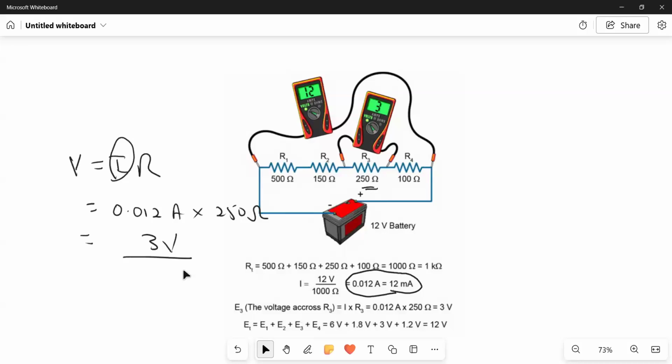So if you want to know the voltage drop or the potential difference across this resistor, in other words, what a meter will read if you were to put it across here, it's going to be 3 volts. You can calculate this as well, if you were to put the voltmeter across there or across there, using the same formula, V equals IR.